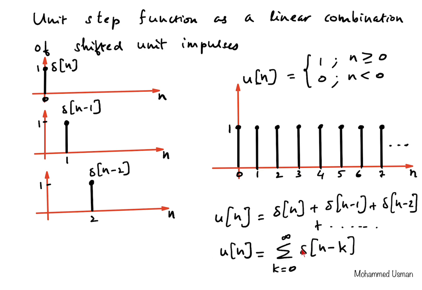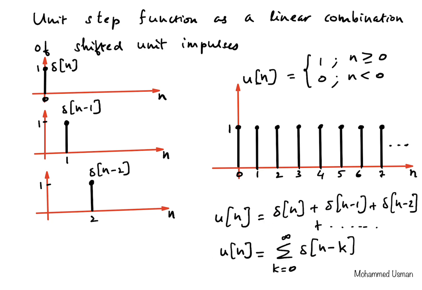So when k equals 0, we get delta of n minus 0, which is delta of n. For k equal to 1, it's delta of n minus 1. For k equal to 2, it's delta of n minus 2, and so on. So basically, we are representing the unit step function in terms of shifted impulse functions, a shifted and scaled version. The scaling factor in this case is 1 for all the shifts.